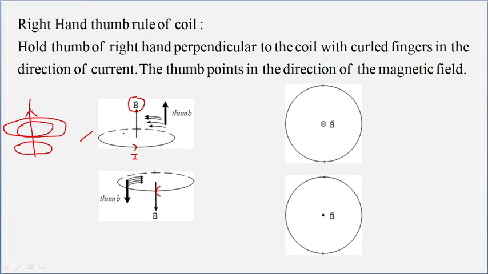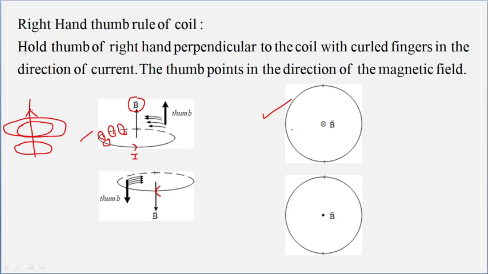Even for this coil, the field lines will be like this. Around this wire, the field lines will be there like this. Around that, and concentric. Everywhere it will be there in concentric circles, because magnetic field is there all around. Then look at this diagram which is given here.